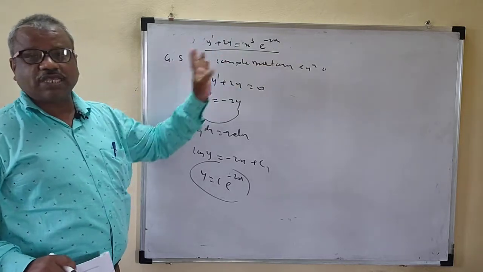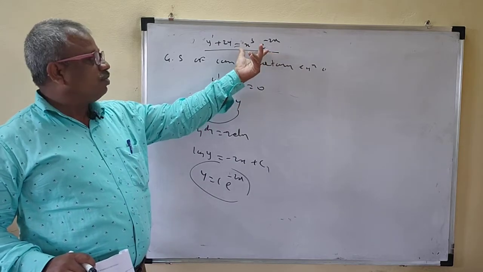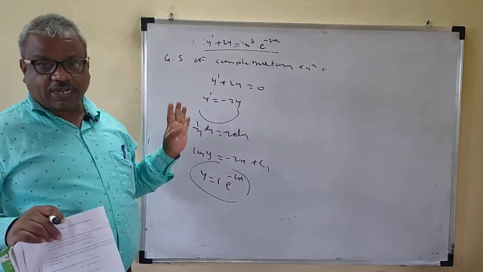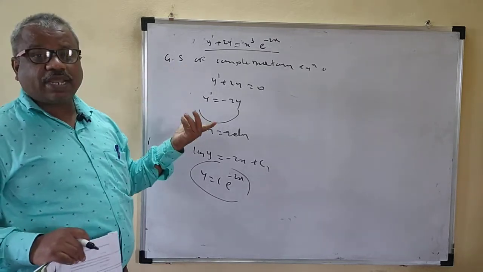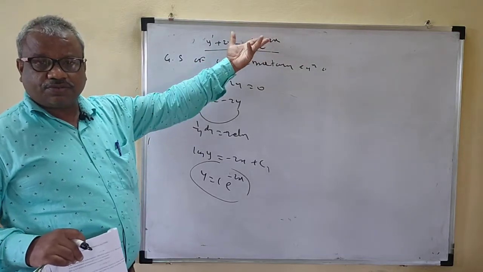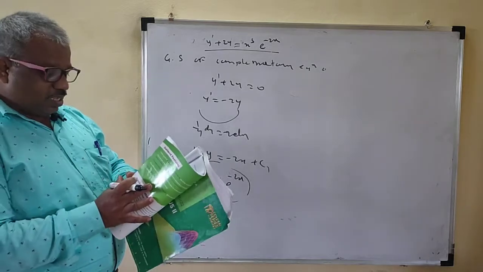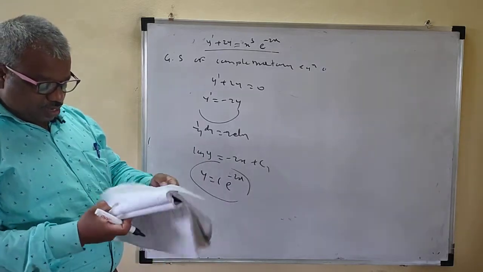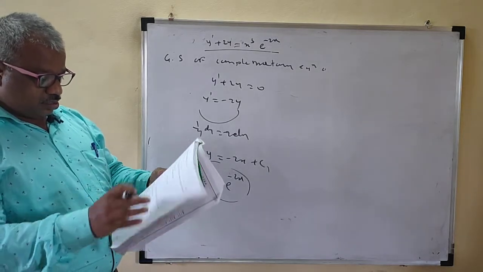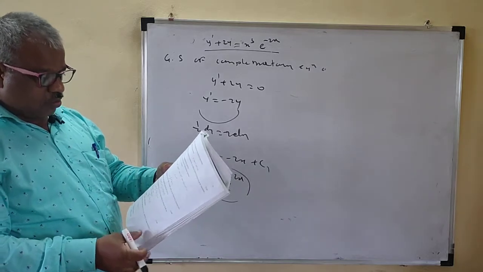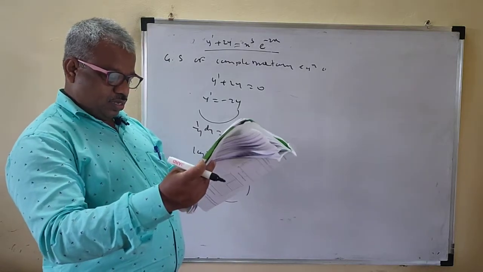So don't take tension of this x cubed e raised to minus 2x. This is given to you, so it will look very complicated. But they want the general solution of the complementary equation. So that means we have to assume that this is 0. So this is very simple. We'll do one more problem on it. There are many problems, so we have to solve for this one.